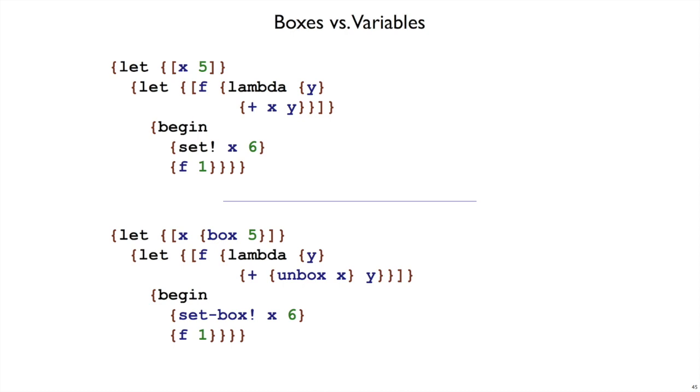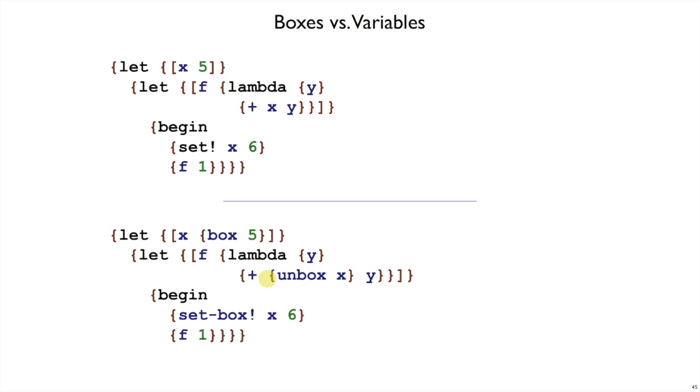We've seen that variables and boxes can do the same thing in this example. So whether I let x be a variable, change it before calling the function, or whether I let x be a box and I change the content of the box before the function looks in the box, in both cases the function sees a change, we get a 7 out instead of a 6.